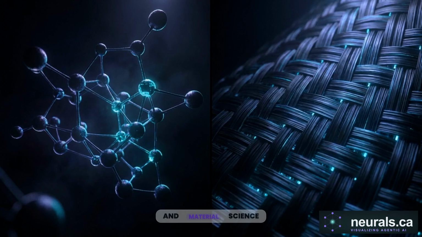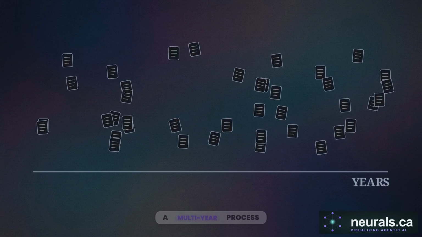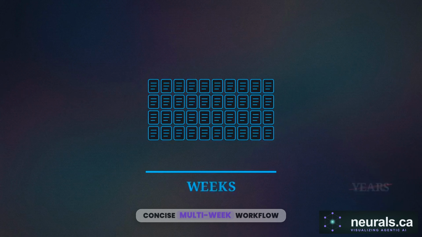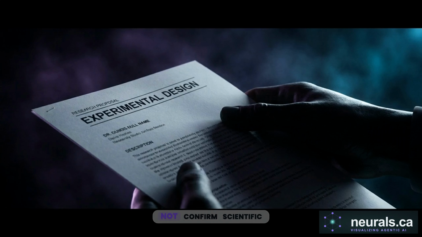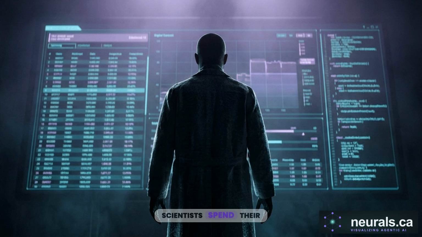When pharmaceutical and material science teams deploy this system, they compress what is typically a multi-year process of manual literature synthesis into a concise multi-week workflow. The agent does not confirm scientific reality. It simply ensures that human scientists spend their valuable time testing the right questions.